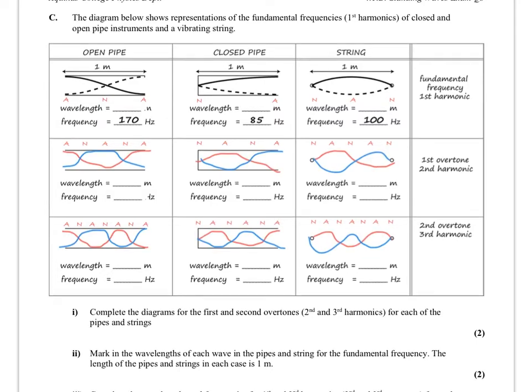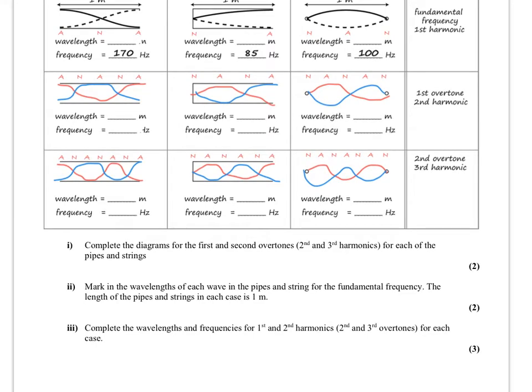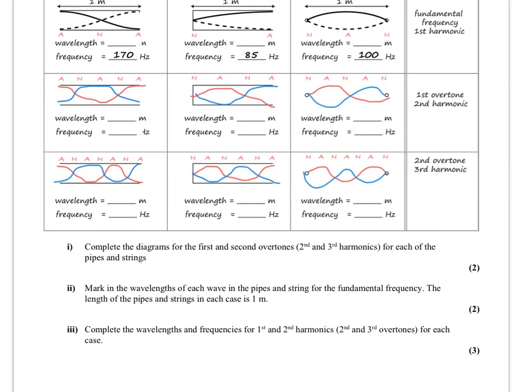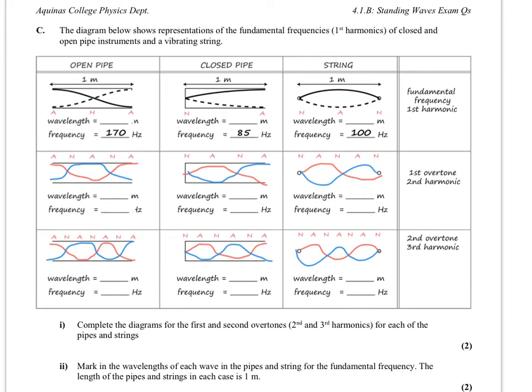The next question asks us to mark in the wavelengths in the pipes and string for the fundamental frequency, and we're told the length of the pipes and strings in all cases is 1 meter. So we have to work out how much of a wave I've got. Here I've got half a wave, so if half a wave is 1 meter, my wavelength is going to be 2 meters. For the closed pipe, that's a quarter of a wave, right? The distance between node and antinode is a quarter of a wave, so if that's 1 meter, the wavelength is going to be 4 meters. And then here I've got a wavelength of 2 meters again with the string.